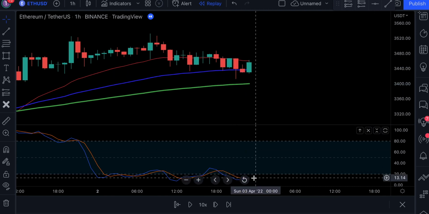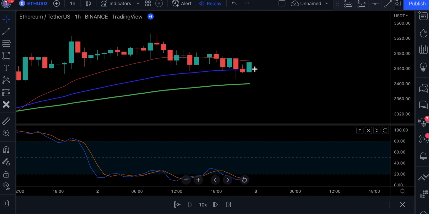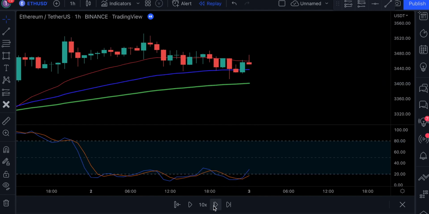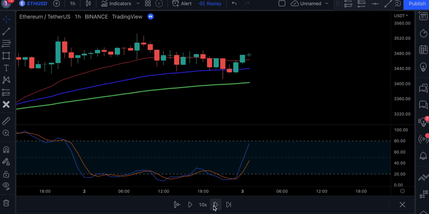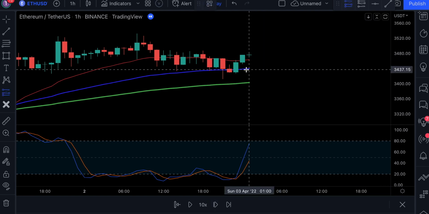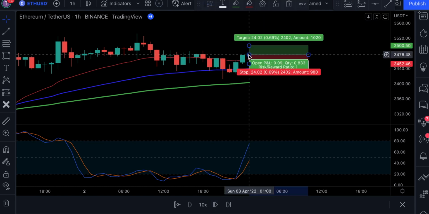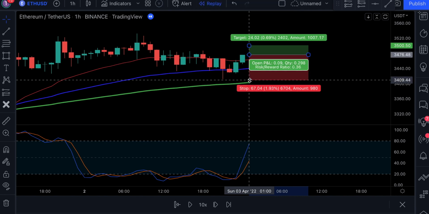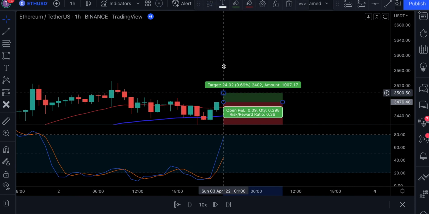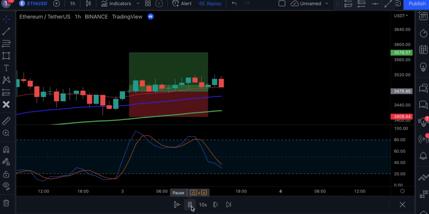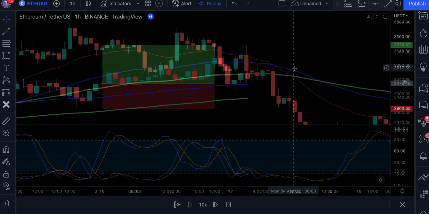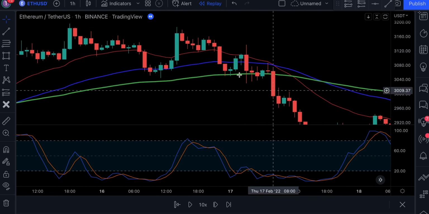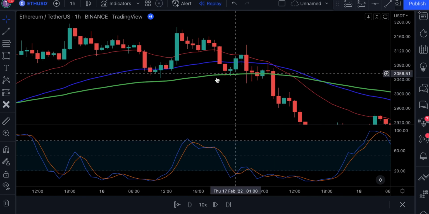Once we have these conditions met, we're going to enter a long position as soon as the stochastic breaks above the 20 level and the bullish candlestick is formed at the same time. The stop loss will be set at the recent swing low, and this time we're going to be targeting 1.5 times the risk. By the way, if the price action exceeds the 100 EMA, the signal automatically becomes invalid.